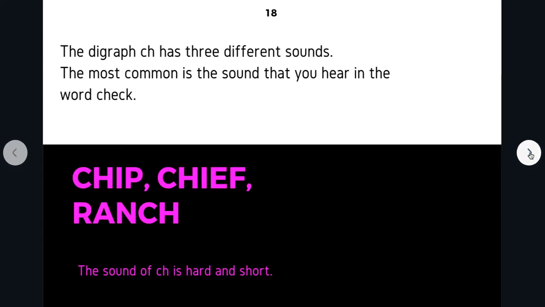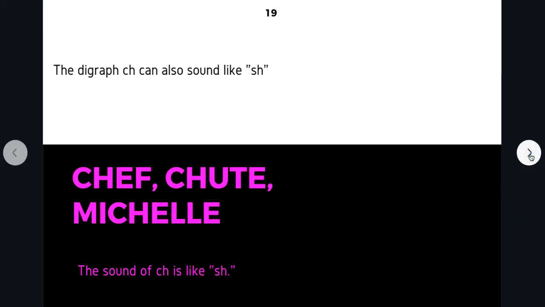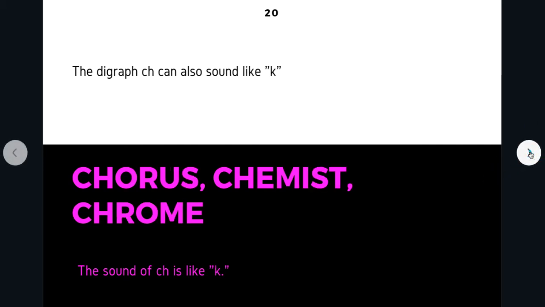All right, so now we're going to look at the digraph for CH, which is kind of special because that one gives us three sounds. The most common is the sound that you hear in the word check, right? Chip, chief, ranch. The sound of CH is hard and short. But the digraph CH can also sound like SH. So chef, shoot, Michelle. And sometimes it can sound like a K. Chorus, chemist, chrome.